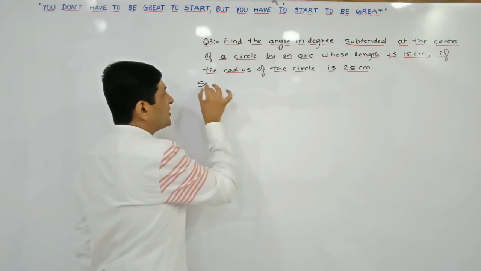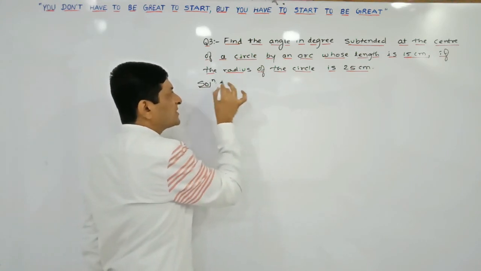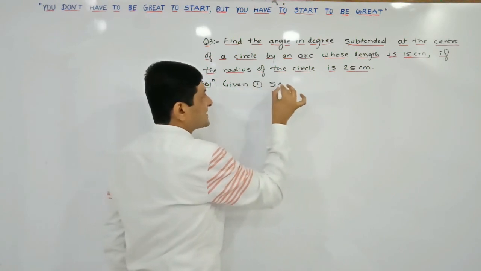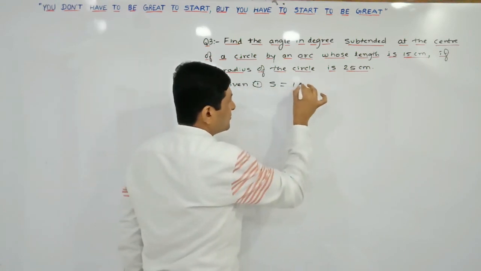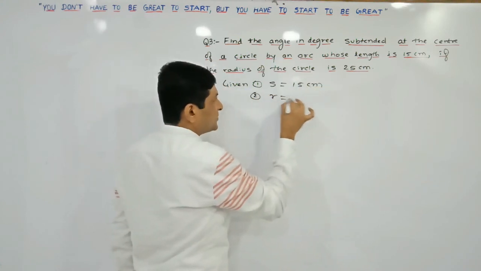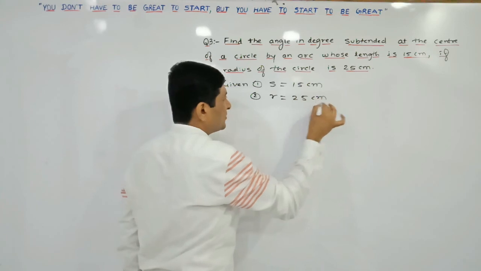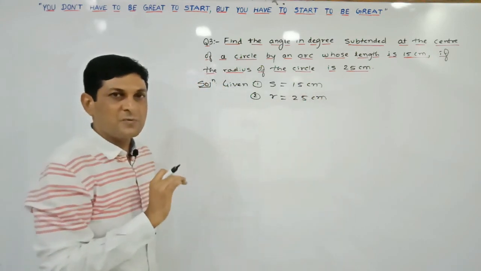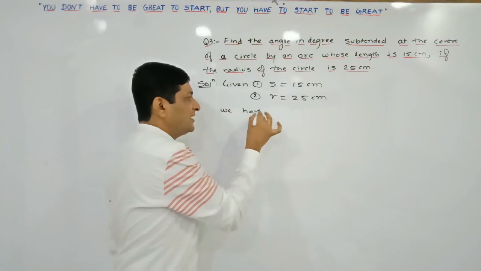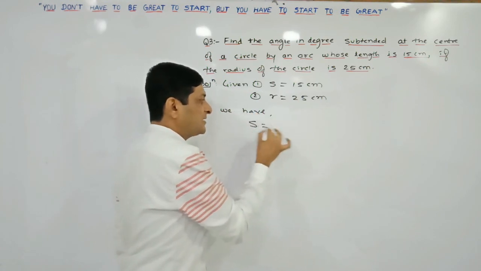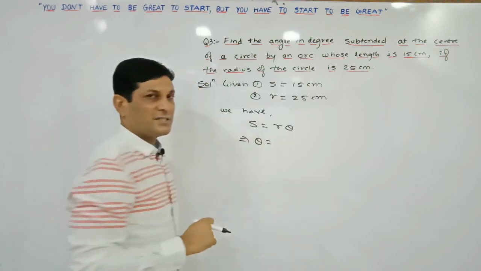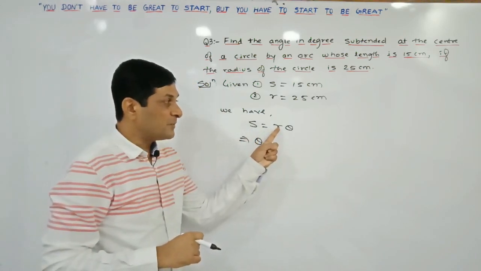So first write down the given condition. What is the given condition? The first value is S, the length of the arc, which is equal to 15 centimeter, and the second value is the radius, which we denote by R, which is equal to 25 centimeter. These two values are given to us. If these two values are given, then theta can be found by applying the formula S is equal to R theta, which implies that theta is equal to S upon R.